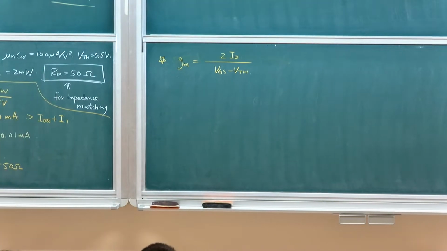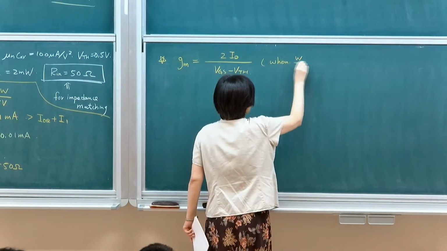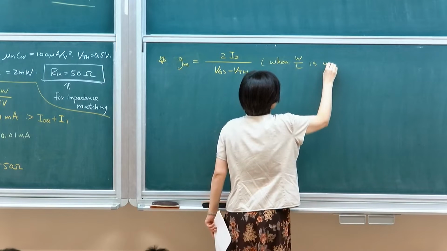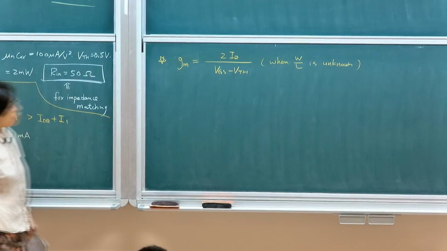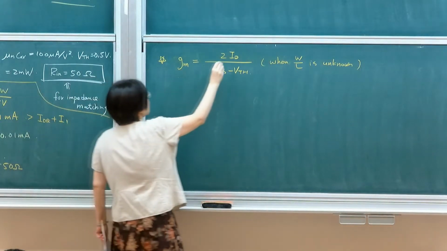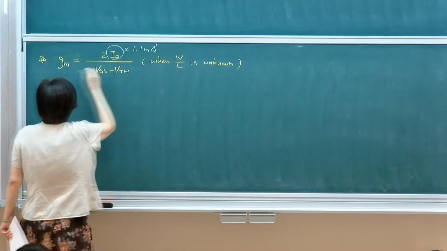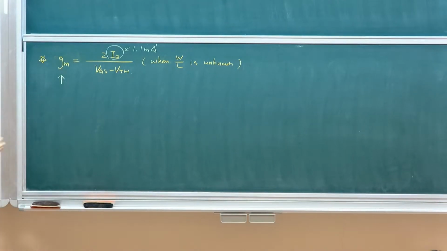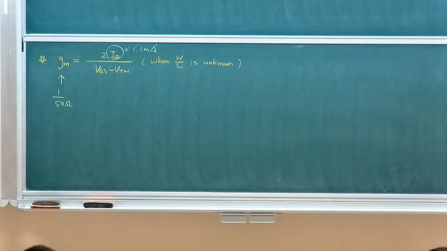We know that GM can be expressed this way, and this equation is used when W over L is unknown, because we don't know what W over L is yet. But we know the current and we know the GM. Therefore, this is known. We already set the current to 1.1 milliamp. This is set by the requirement of Rin, which is 1 over 50 ohm. So you insert the numbers, you get a definitive overdrive. This is the overdrive.